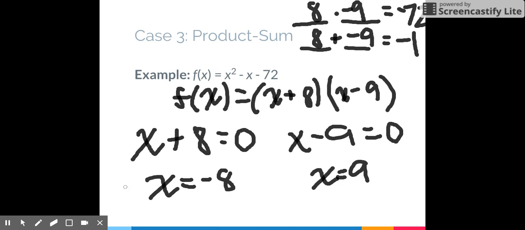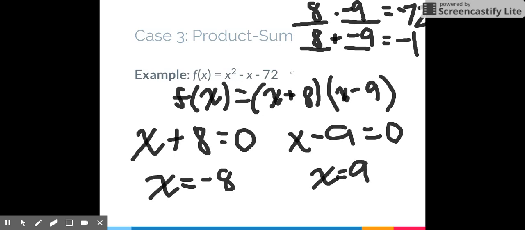You're not always going to get two unique x-intercepts. Sometimes your answer might be x equals 9 and x equals 9. And sometimes your quadratics aren't factorable, right? It may look like the perfect setup for factoring, but it may not actually be factorable. And so you just need to be aware of that. But this is a general idea of product sum.